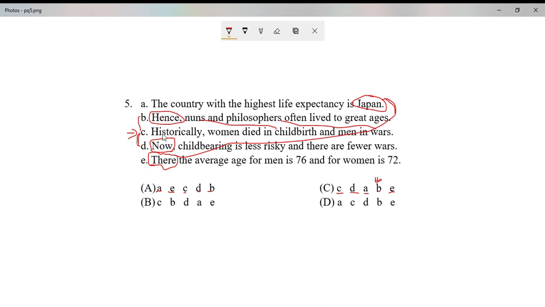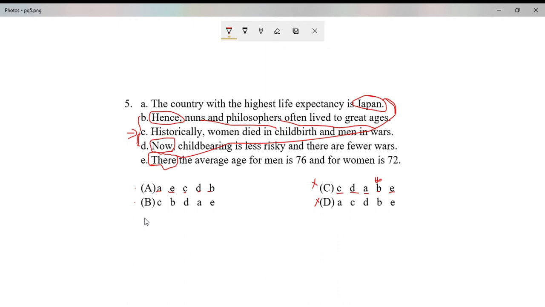Hence, what could be another reason? Let's look at where B follows the other in the other answer choices. So B after D. Now childbearing is less risky and there are fewer wars. Hence, nuns and philosophers. There's not a direct link. Where else does B come? B after D. B after A. So the country with the highest life expectancy is Japan, and then hence nuns and philosophers. Again, I'm looking for A then E. Does this have A then E? Nope. Does this have A then E? Nope. These are the only two answer choices where I have A then E.